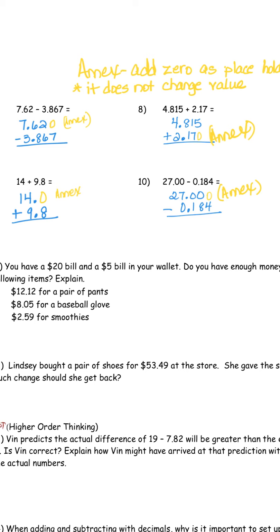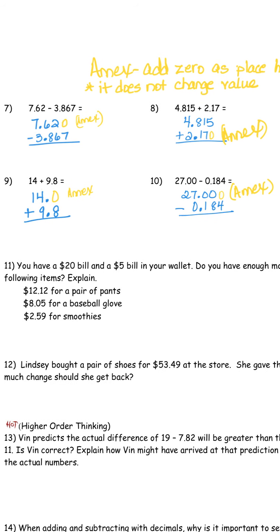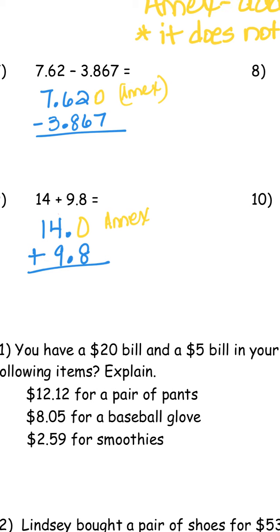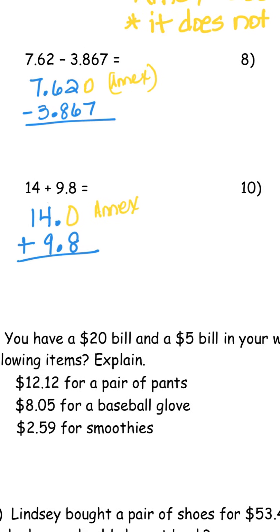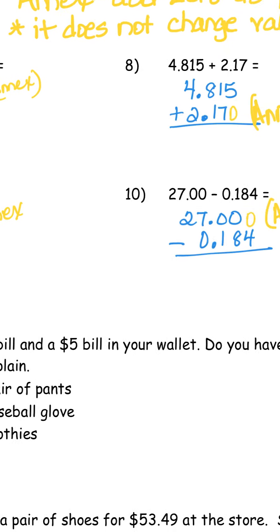So what I'd like you to look at here are the setups for each of these problems, numbers 7, 8, 9, and 10. Notice how I set them up. I lined up the decimals. Okay, the decimals are all lined up here. So what I'd like you to do is rewrite them just as I have them here. Here's number 8, and then you have the setup for number 9 and number 10.